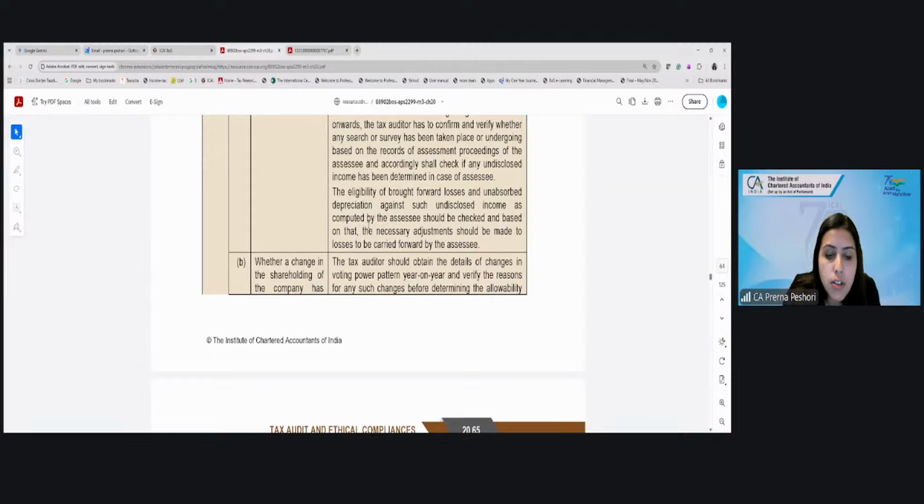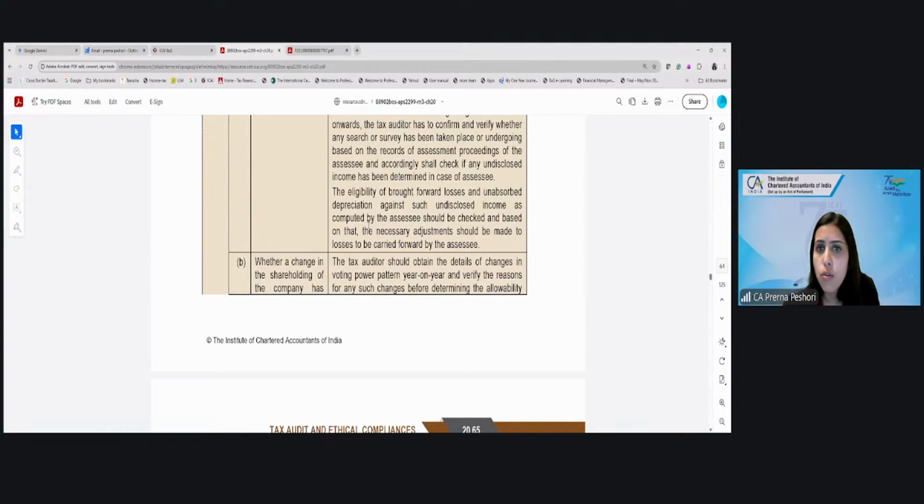Faster, students. What is section 79? 79 is with respect to the restriction in the set off and carry forward of losses due to change in the shareholding. Yes or no? So if there's a change in the shareholding, then the losses of the previous year cannot be carried forward, right? If more than 51% shareholding changes. In case of startup, if all the shareholders change, right?